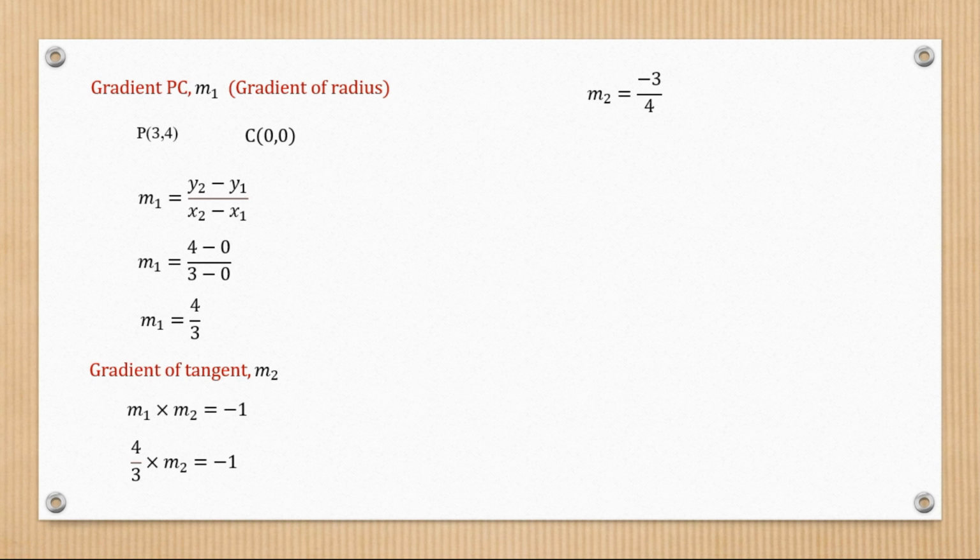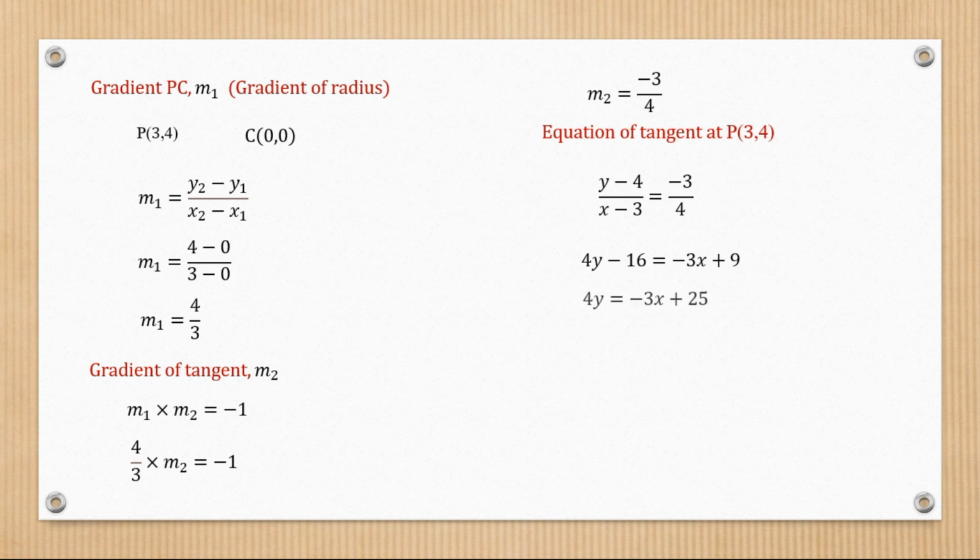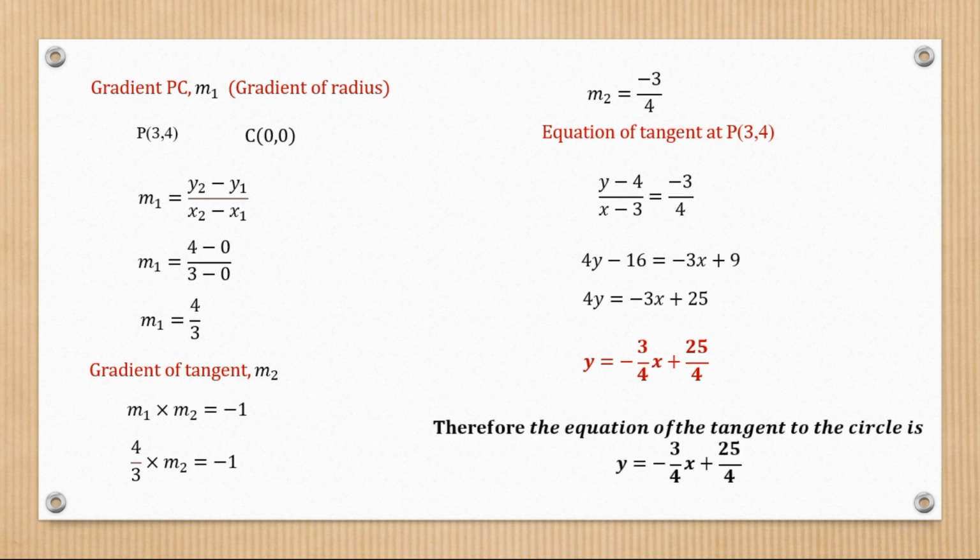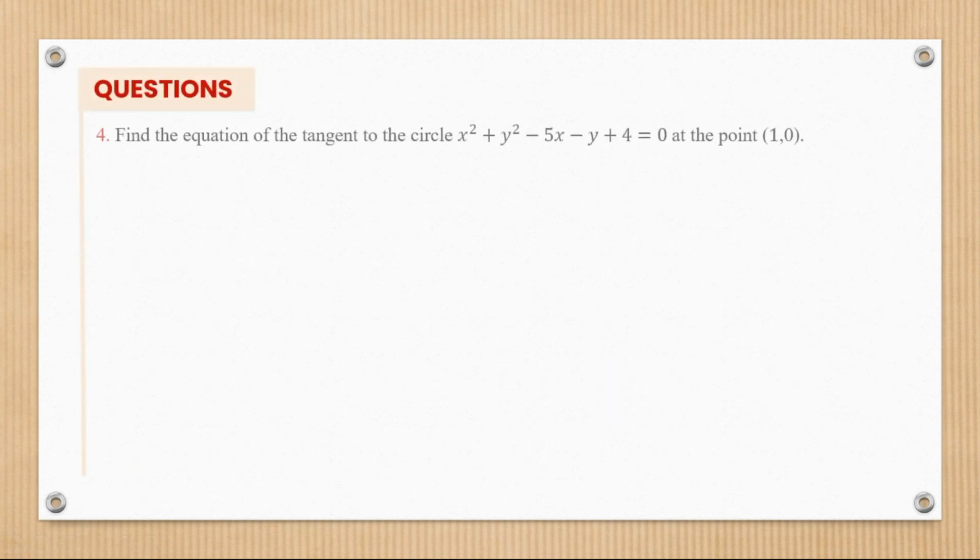So now the equation of the tangent at the point P(3, 4), the point where that tangent touches the circle, shall be y minus 4 over x minus 3 being equal to the gradient of the tangent, which is negative 3 over 4. When you cross multiply, we'll have 4y minus 16 being equal to negative 3x plus 9, of which when we simplify this further, y shall be equal to negative 3 over 4 x plus 25 over 4, and this shall be the equation of the tangent at the point P(3, 4). So therefore the equation of the tangent to the circle is y is equal to negative 3 over 4 x plus 25 over 4.